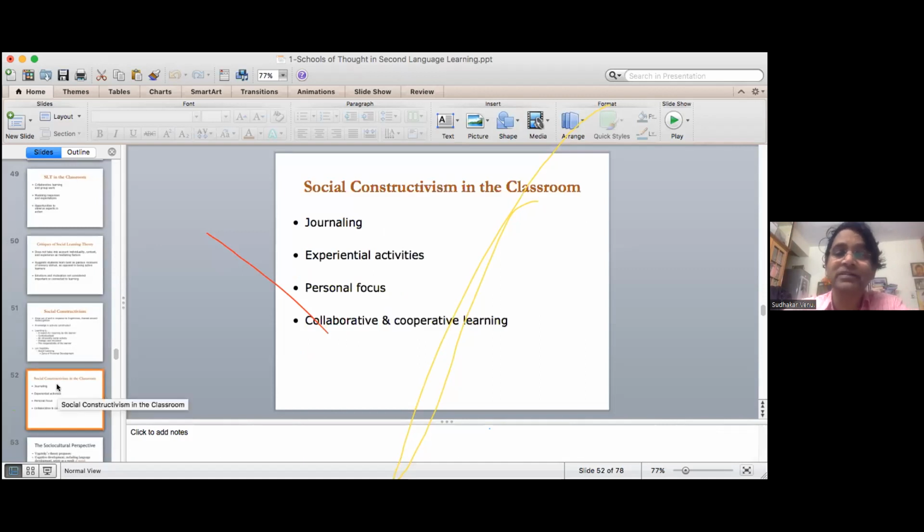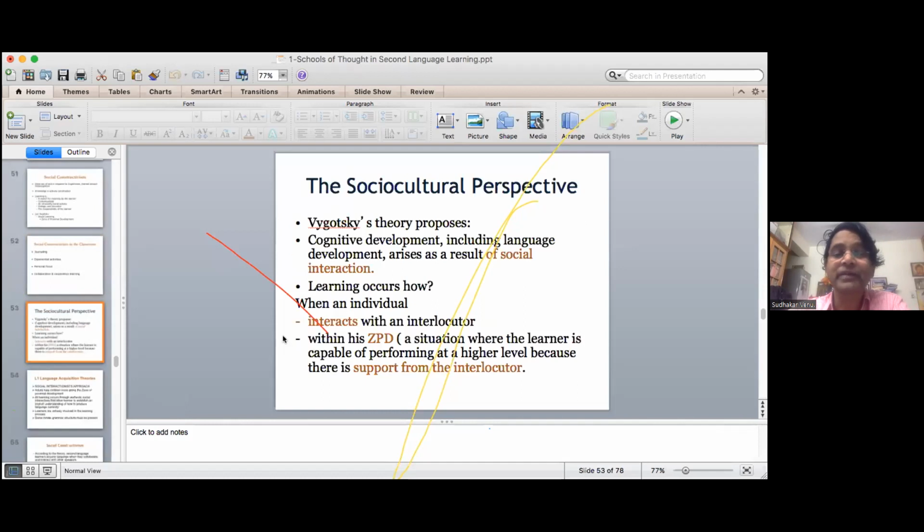When you talk about Vygotsky and cognitive development, Vygotsky says that there is a difference between Vygotsky and Piaget. Try to capture this.